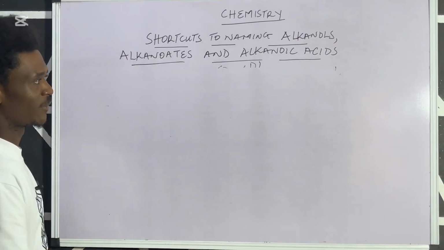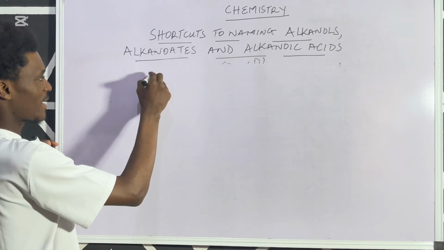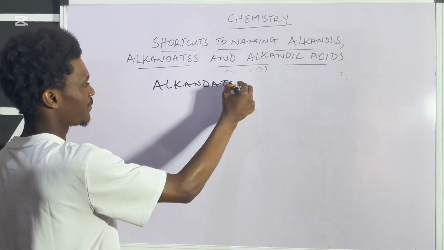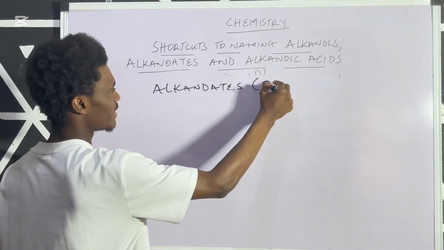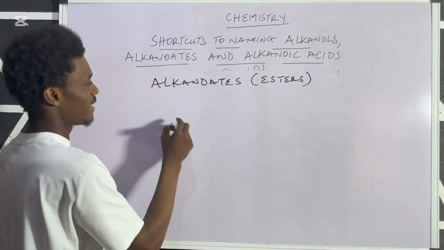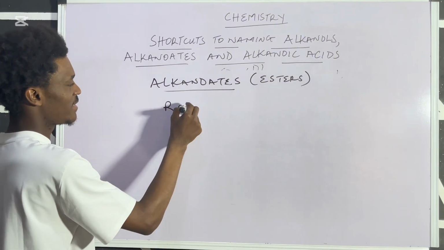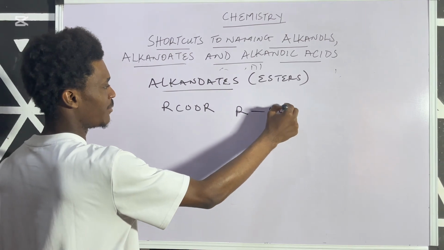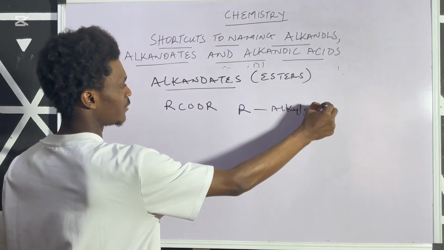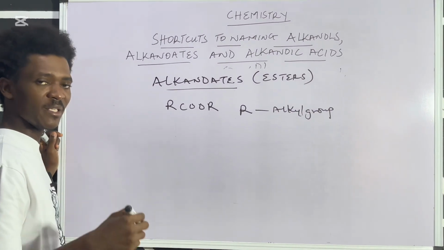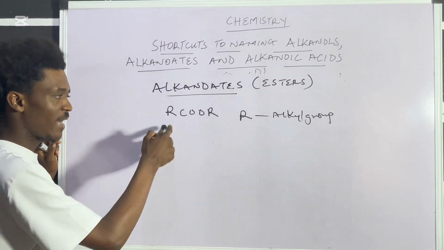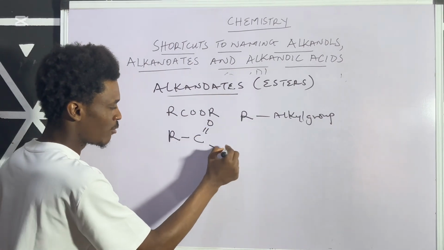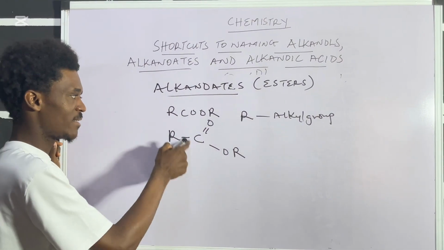Let's quickly look at the alkanoates. Now, considering the alkanoates, they are also called what? They are also called esters. Esters. And they are known by their general formula RCOOR. Whenever you see R, it represents an alkyl group. And when we say alkyl group, it could be any of the members of the alkyls. It could be methyl, ethyl, propyl, or the rest. I can represent this structurally as RC, then OR. Alright, so this and this, they are the same.